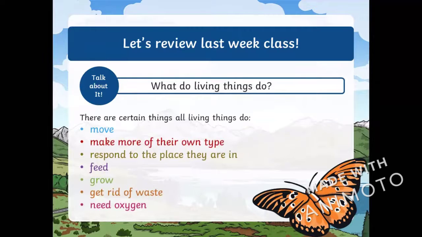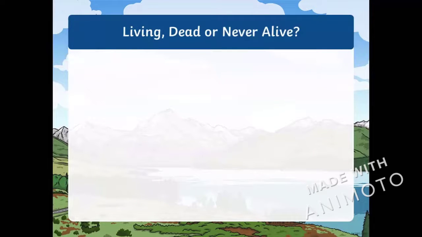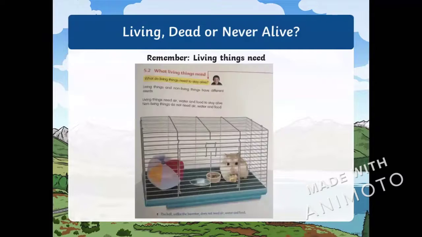And we can say that living things move, make more of their own type, or they reproduce, respond to the place they're in, they feed or they eat, they grow, they get rid of waste, and they need oxygen. So we have that living things need food, water, and air, as you could observe here on this page in your book.